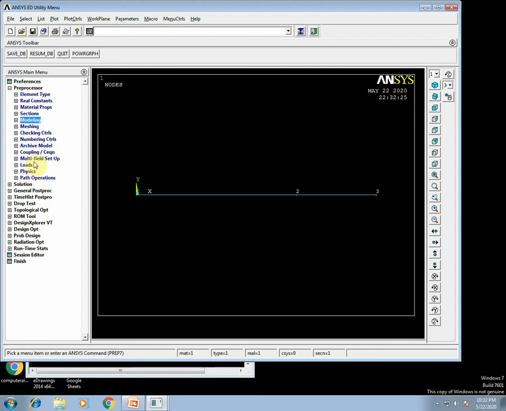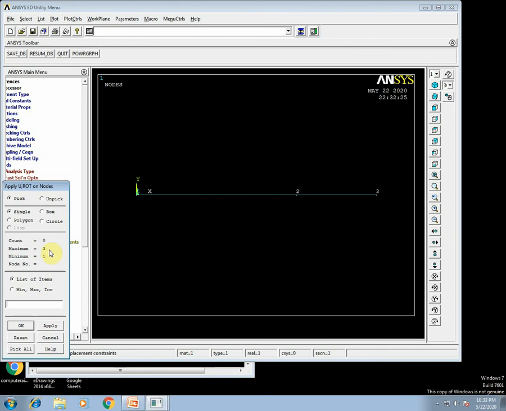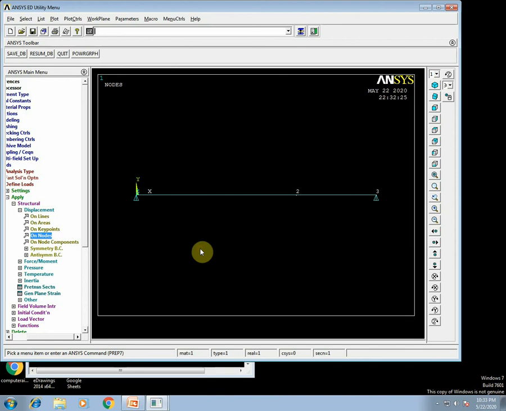Now I am giving the boundary conditions of the beam. Load, define load, apply, structural, displacement on nodes. Nodes 1 and 3 are simply supported, in the UY direction.